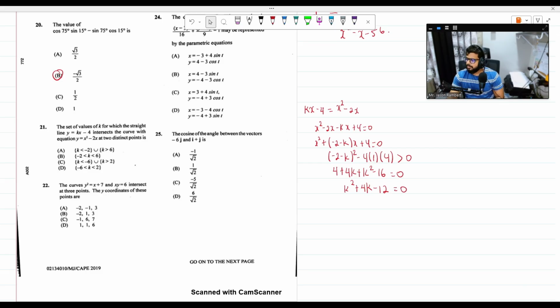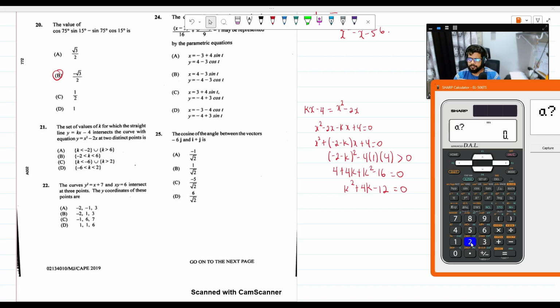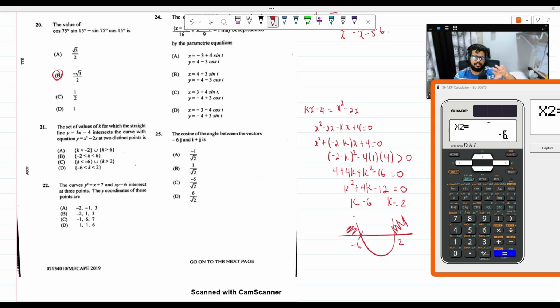I'm going to solve this on my calculator. 1, 4, and minus 12. My two values are 2 and minus 6. We wanted greater than 0. So greater than is this. It's a positive x squared. Minus 6 and 2. So k is less than minus 6 union k is greater than 2. The answer is C.